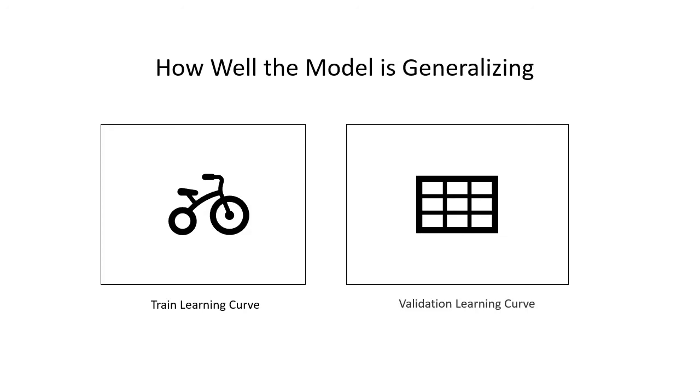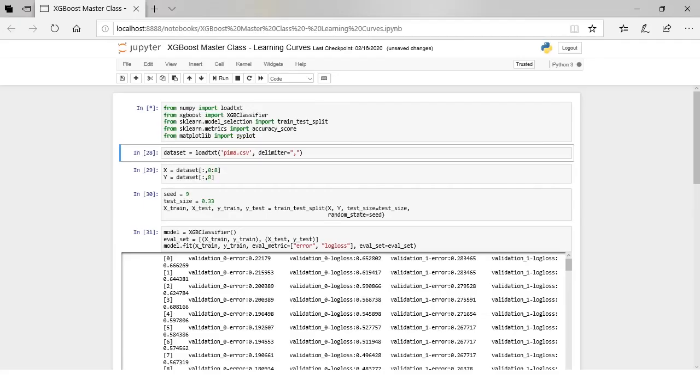So there are 2 parts to this. The training learning curve is calculated from the training dataset and gives an idea of how well the model is learning, and a validation learning curve. This is a learning curve that's calculated from the holdout validation dataset that gives you an idea of how well the model is generalizing. It's a common practice to create dual learning curves for a machine learning model during training on both the training and the validation datasets.